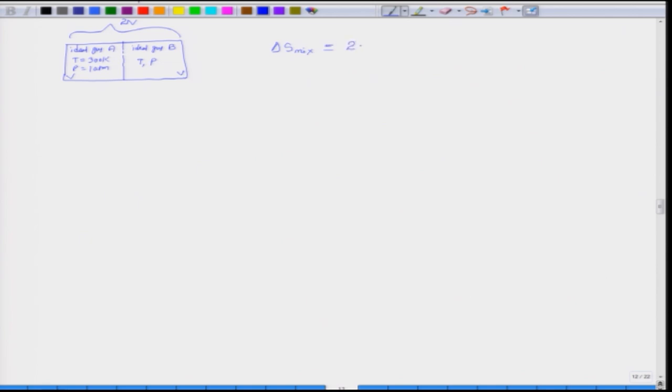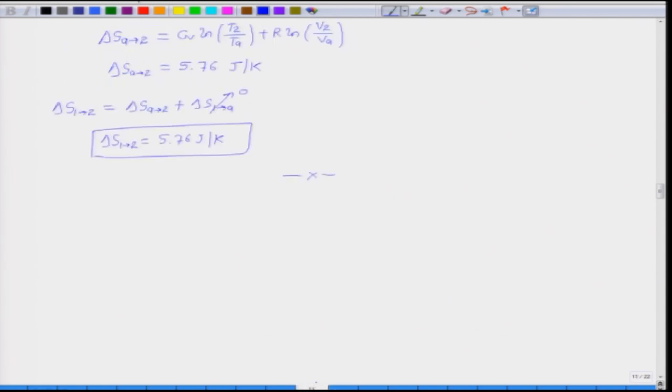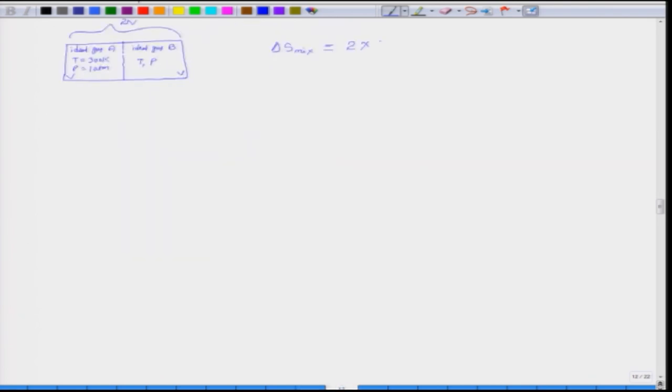2 times. So we have seen the change in entropy because of expansion, free expansion of ideal gas to double its volume. The previous value was 5.76 joules per Kelvin. So that comes out to be around 11.52 joules per Kelvin.